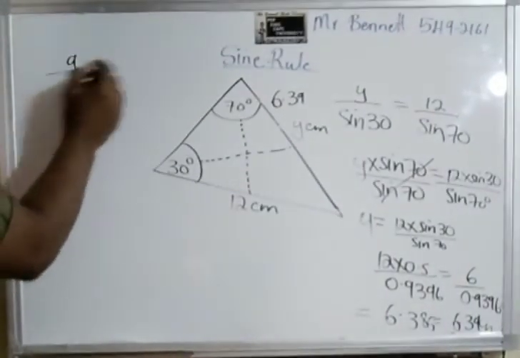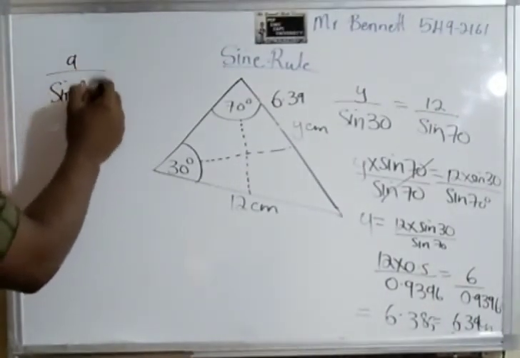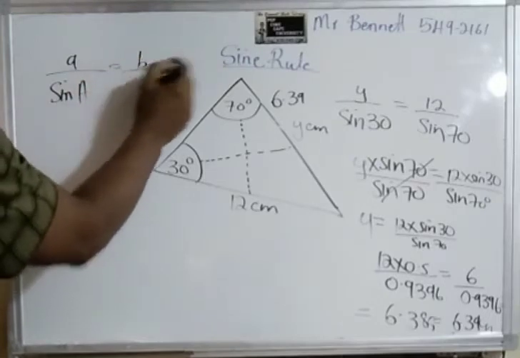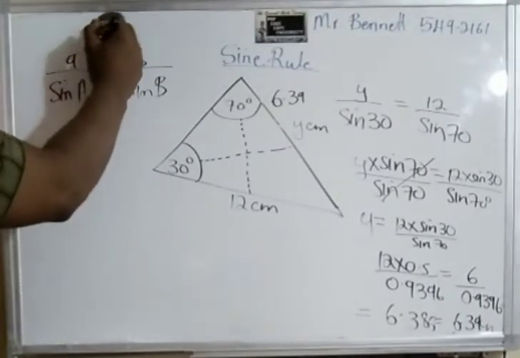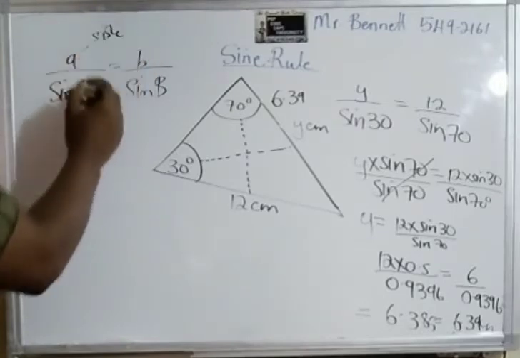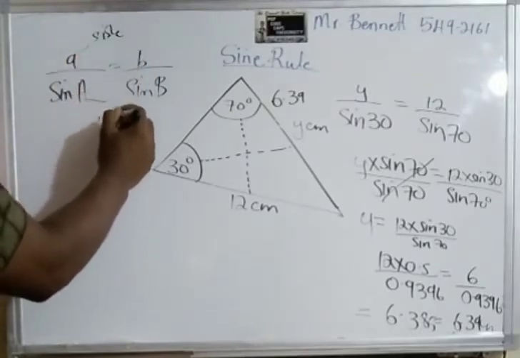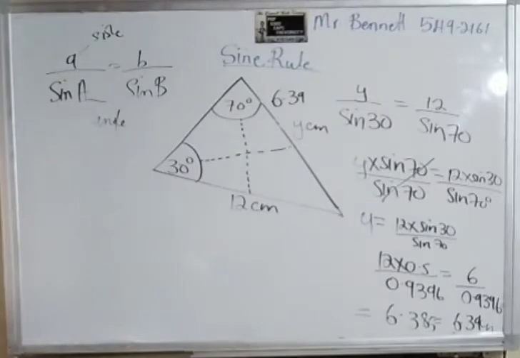Now for people who like to memorize formulas, this is the actual formula. It will be A over sine A equal to B over sine B. So as I say, this represents the side and this represents the angle. Alright guys, let us look at another one.